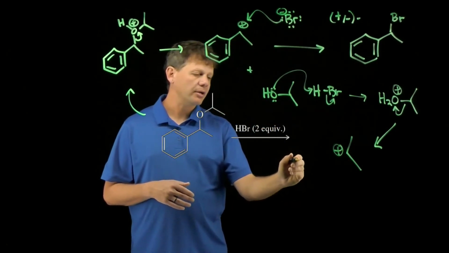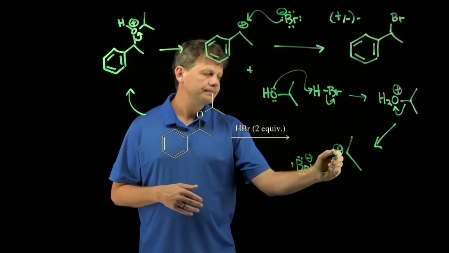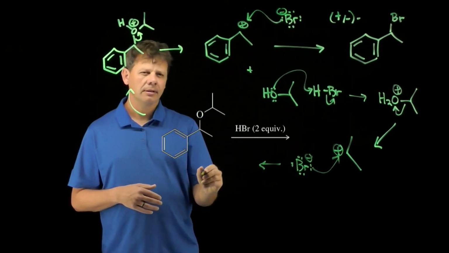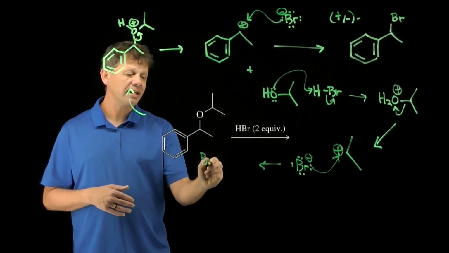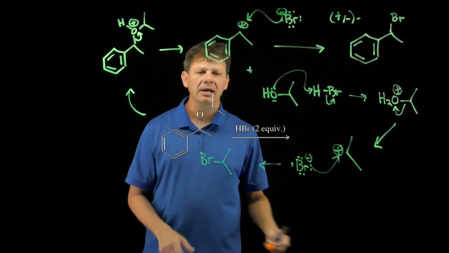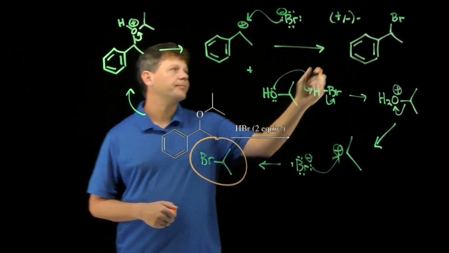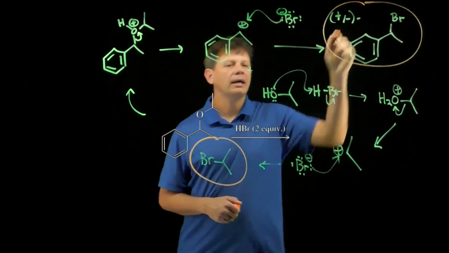And now this secondary carbocation can react with the bromide nucleophile to give the alkyl halide, the second of the two products. So the two products in this reaction, this alkyl halide and this alkyl halide.